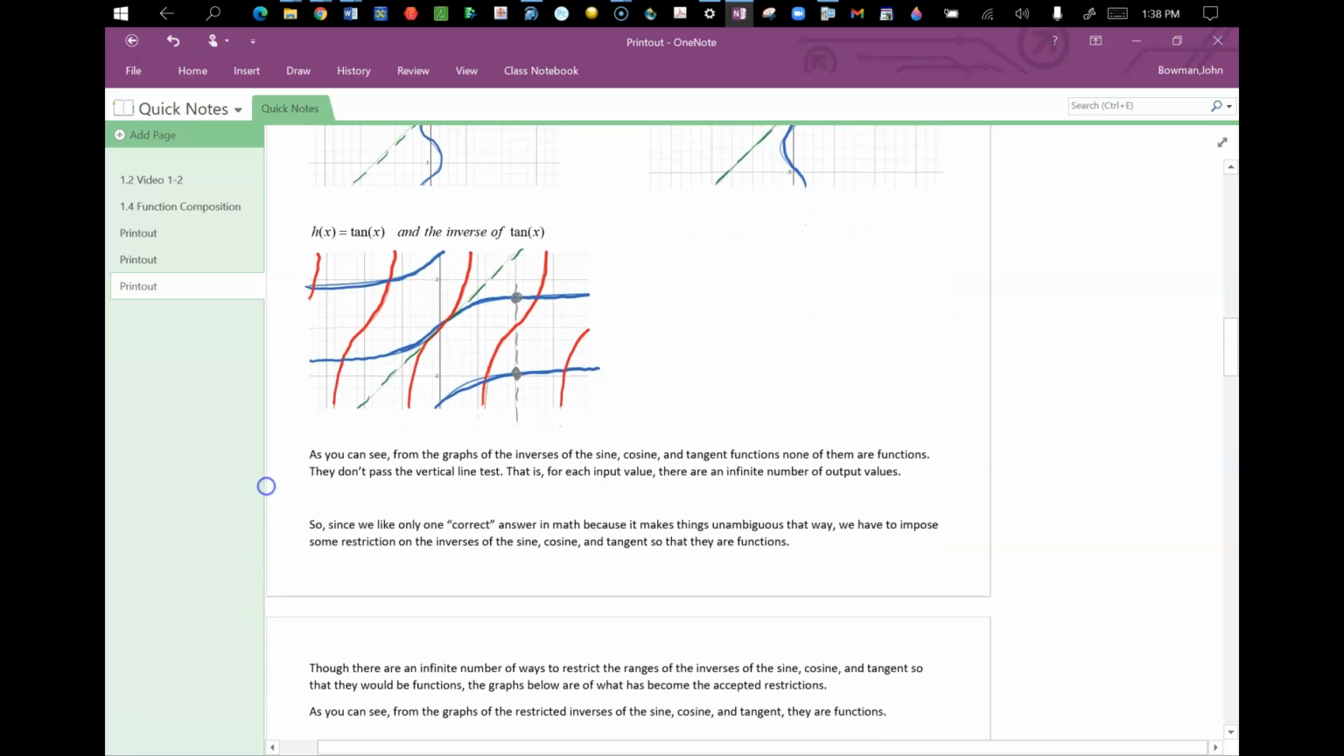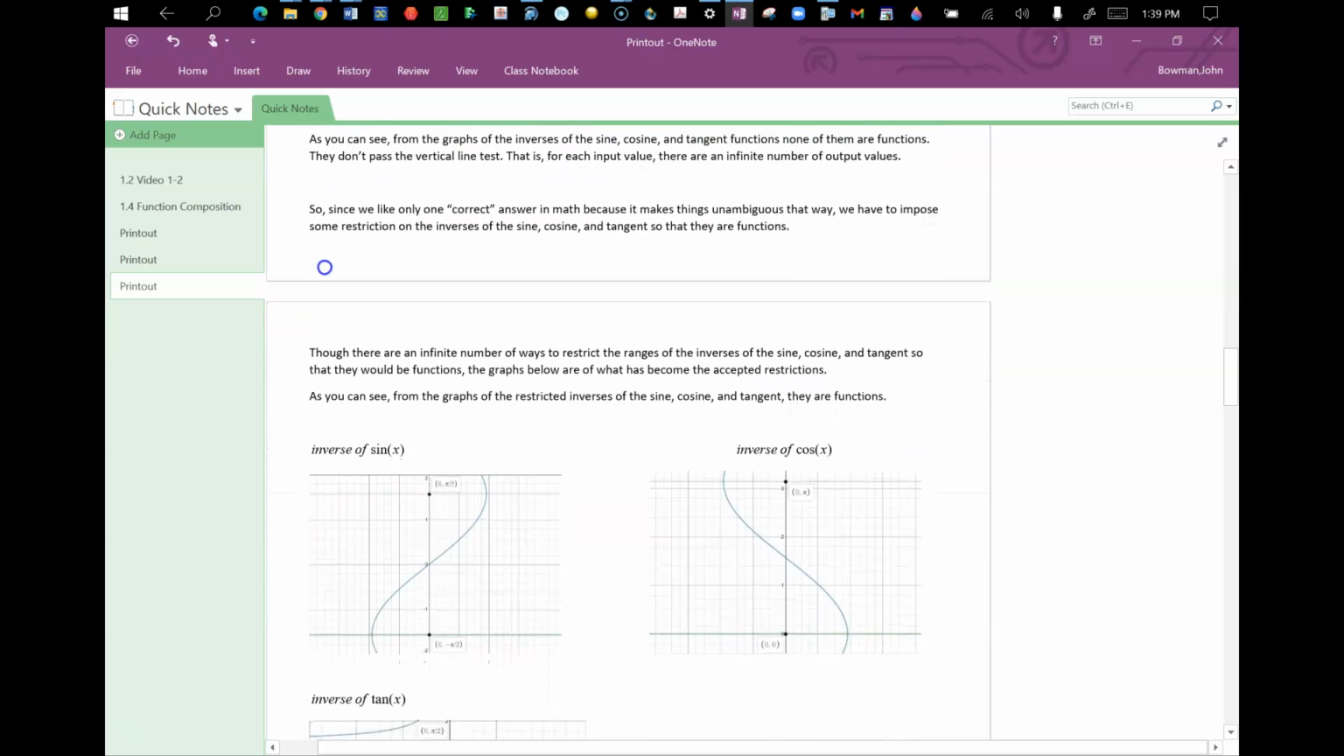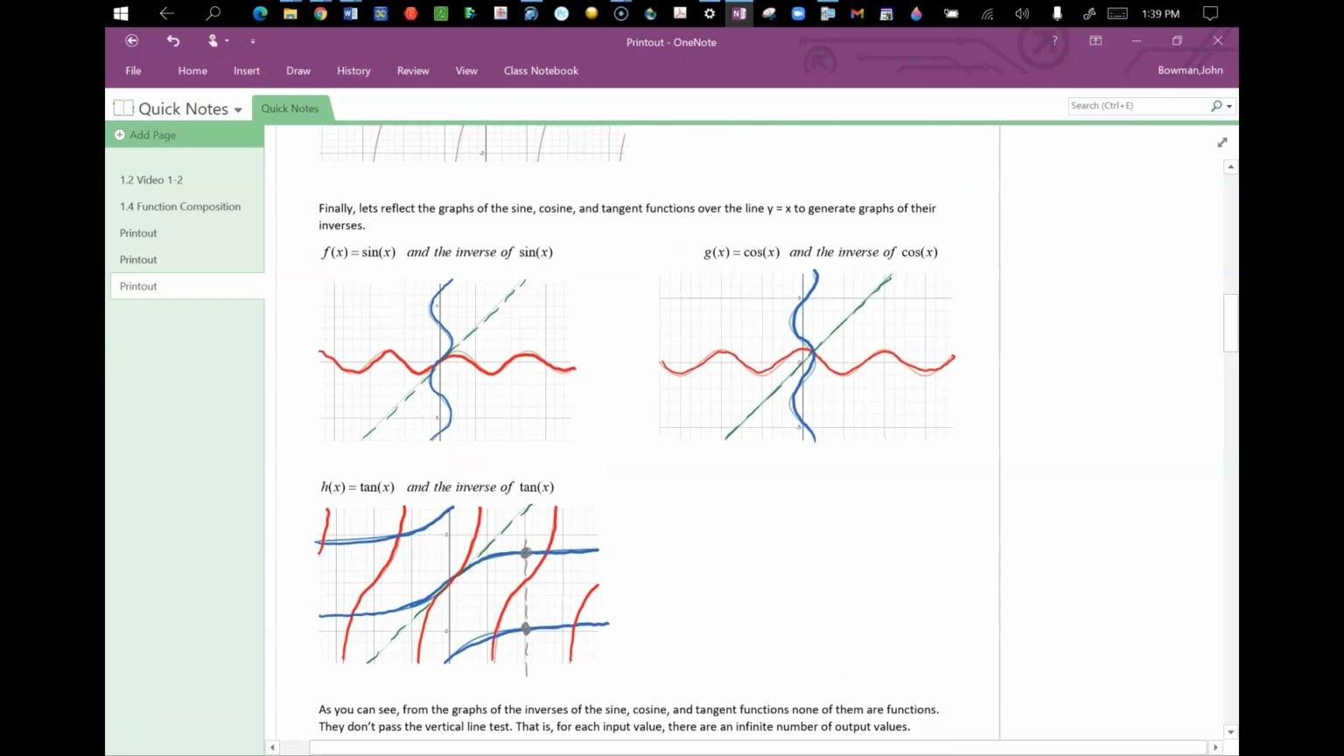Well, we don't like that as mathematicians. What we like is to be able to put in one value and get one value out. So what we're going to do is take a look at restricting the inverse tangent, sine, and cosine so that they are functions. And there are an infinite number of ways that we could do that. Basically, what we need is for them to pass the vertical line test.